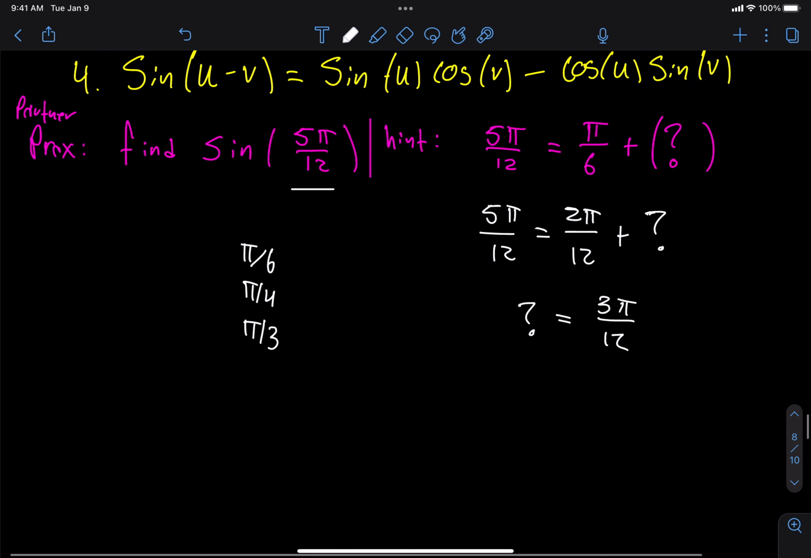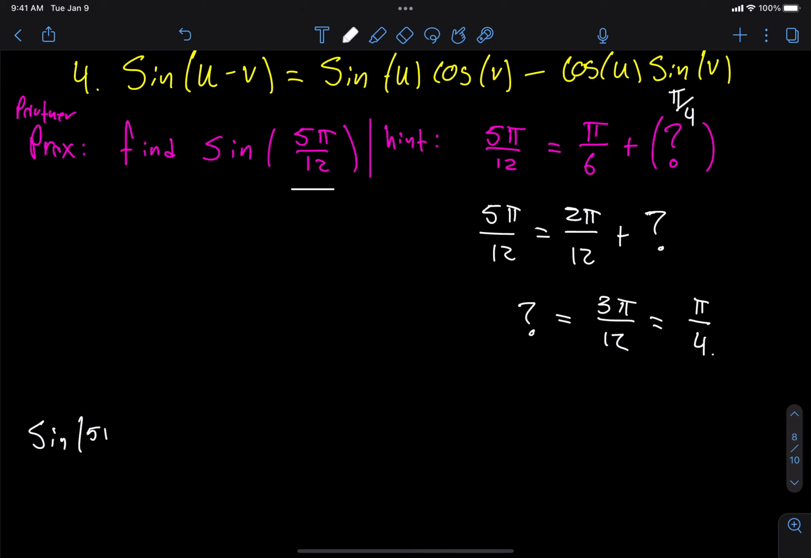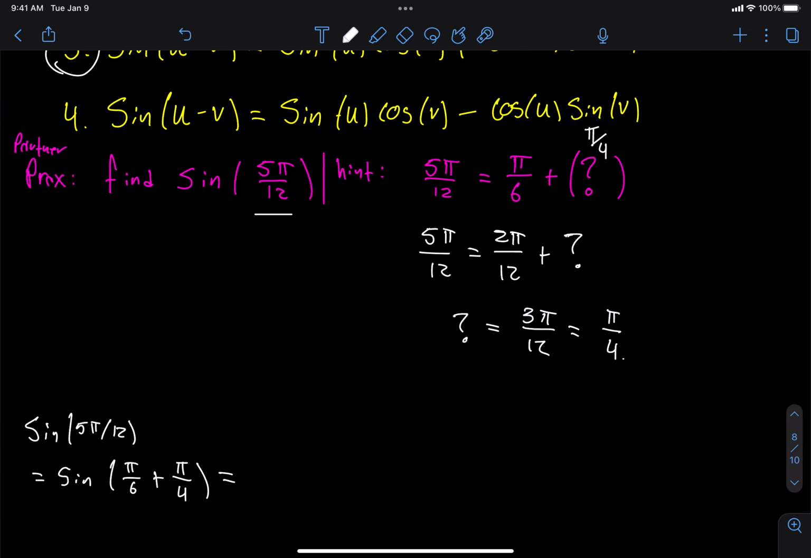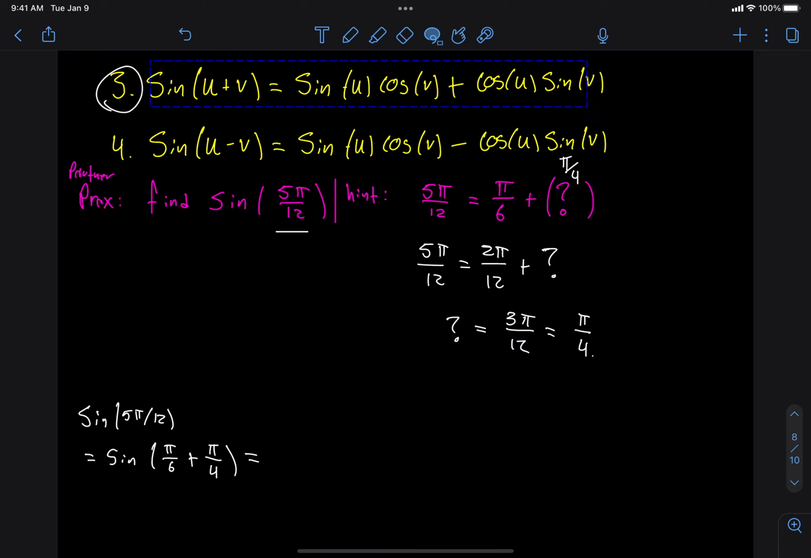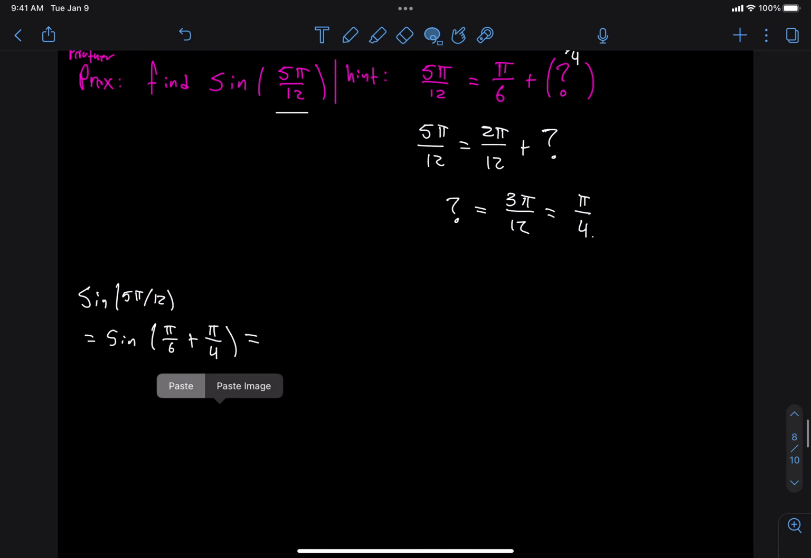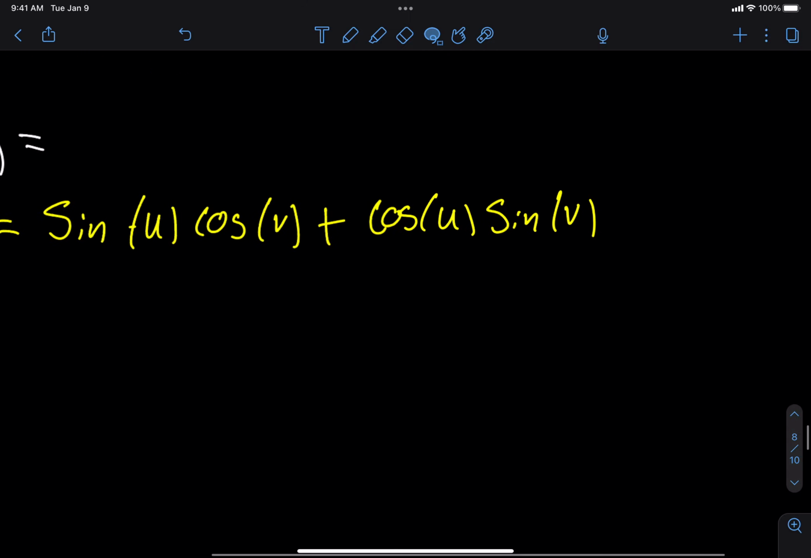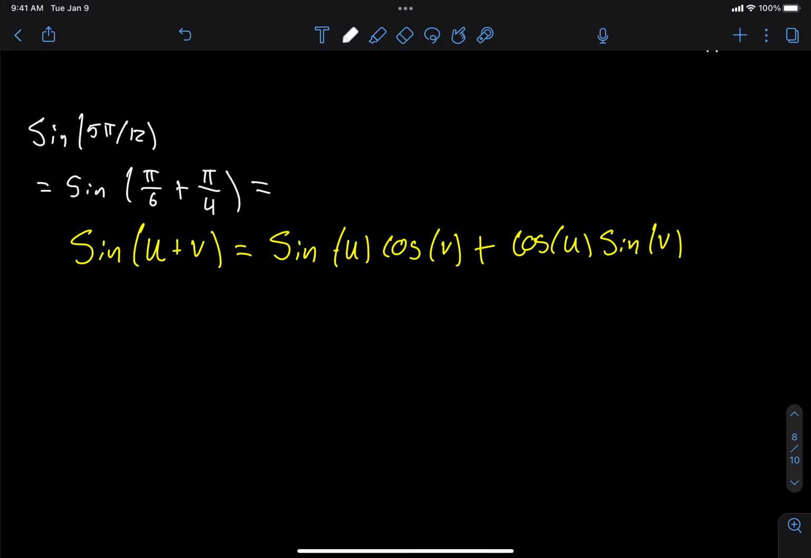Then 3 pi over 12 can, of course, be rewritten as pi over 4. So pi over 6 plus pi over 4 gets us 5 pi over 12. So I can rewrite sine of 5 pi over 12 as the same as sine of pi over 6 plus pi over 4, which is equal to... I'm gonna put a u everywhere I see a u, I'm gonna put a pi over 6, and everywhere I see a v, I'm gonna put a pi over 4.